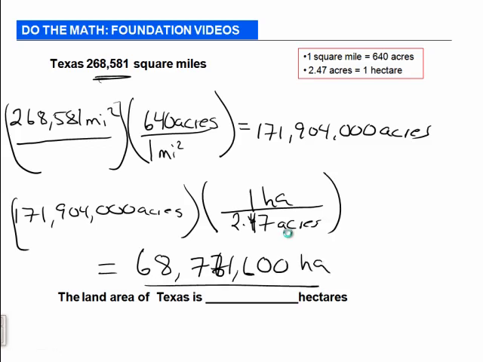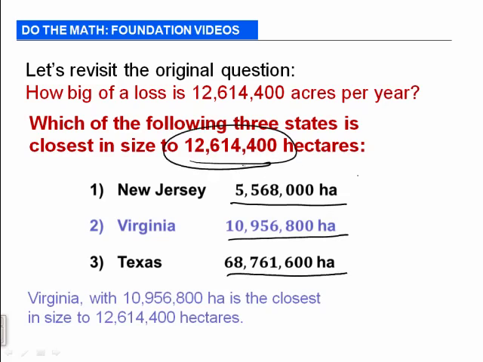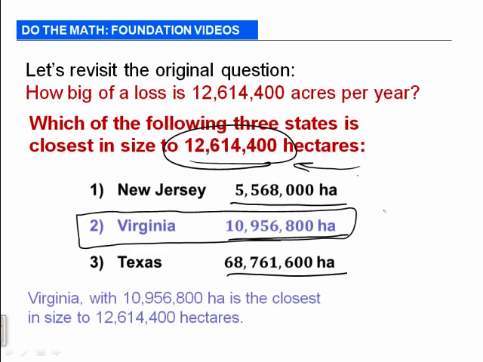So those are the numbers. I'll have a little summary here. About 5 million for New Jersey, almost 11 million for Virginia, and Texas is 68 million. Now if you look at our number here, how much we lose in 1 year, it's 12 million. So clearly we lose the size of Virginia in forested land per year. That's a lot. Not as big as Texas, but it's still a big number. So that is the answer to the question.